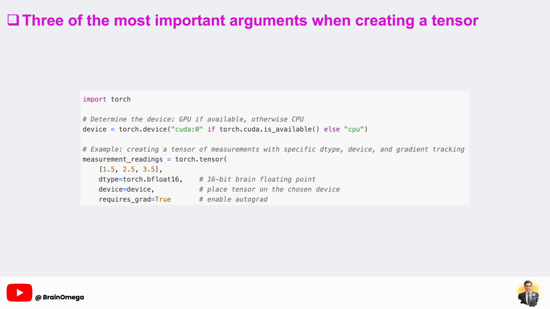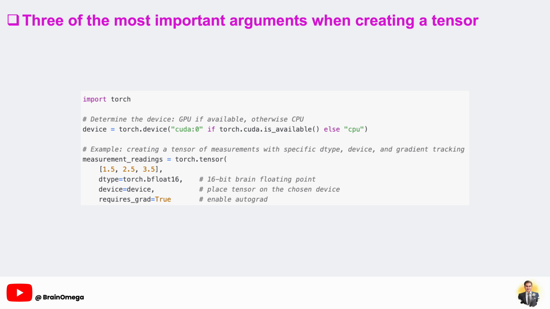When we create our tensor, we pass in this device variable. This tells PyTorch, I want this tensor to live and perform its calculations on the fastest hardware available. Moving tensors to the GPU is the key to accelerating deep learning training. Next, we have dtype = torch.bfloat16. We're being very specific here.